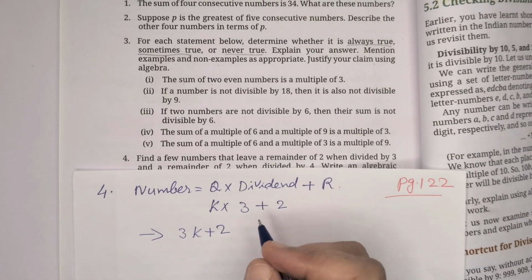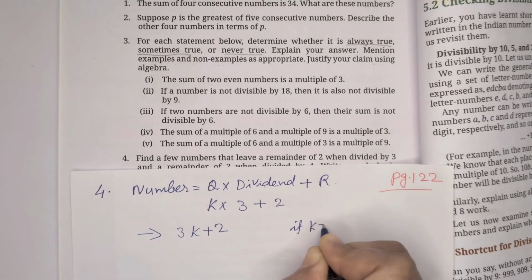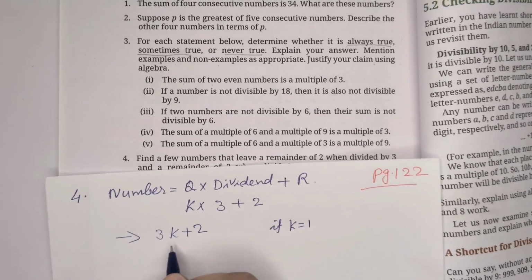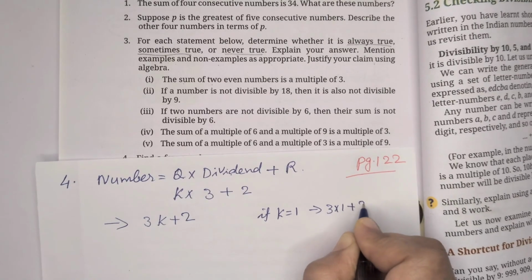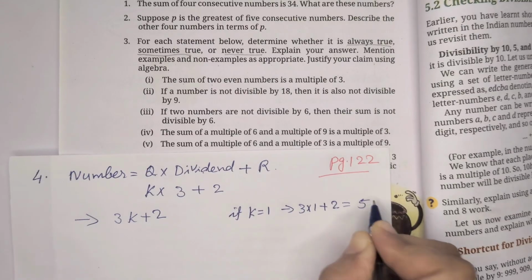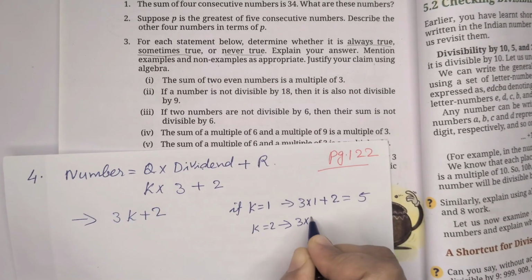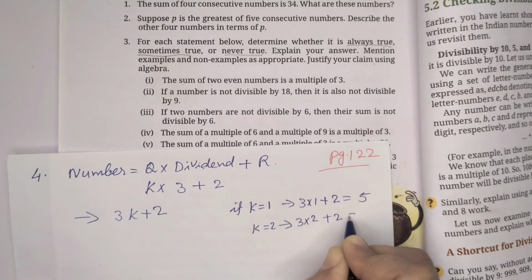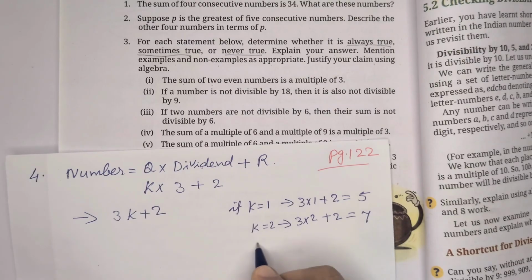Now when we are putting k equal to 1, then it will come 3 into 1 plus 2, which is equal to 3 plus 2, 5. If k is equal to 2, then it will come 3 into 2 plus 2, 8. Then 11.